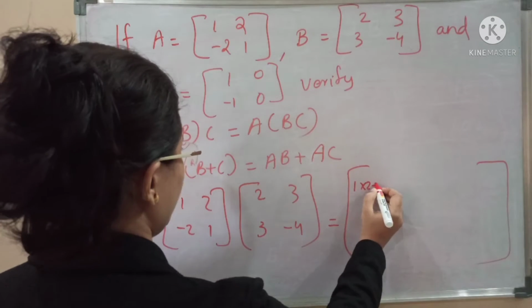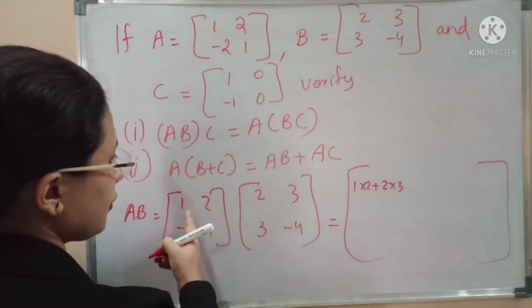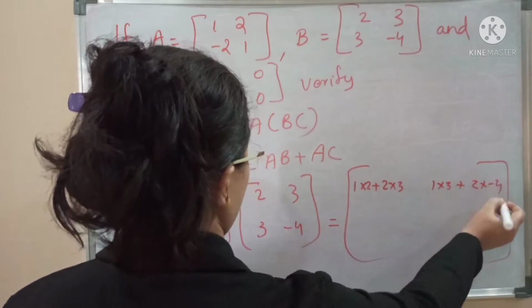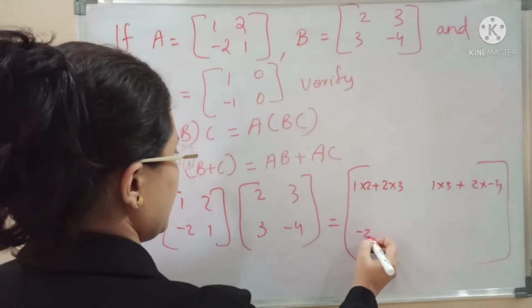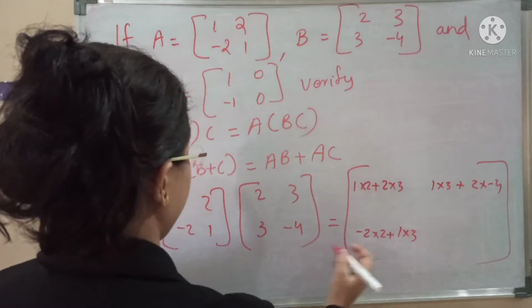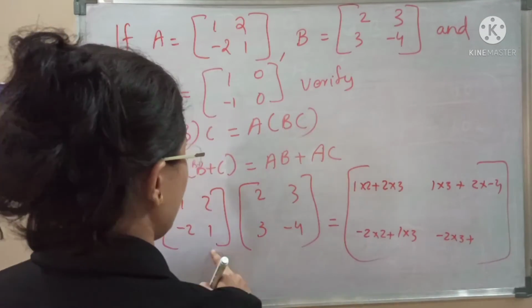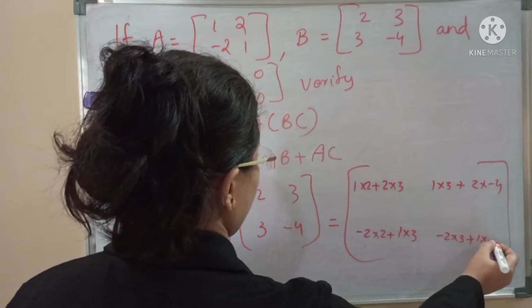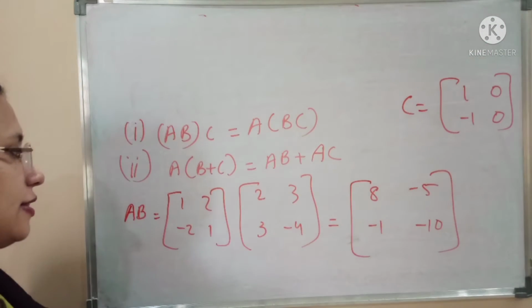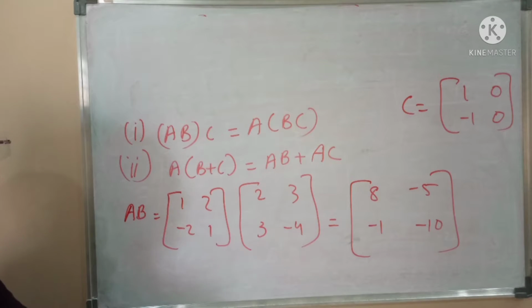1 into 2 plus 2 into 3. Again 1 into 3 plus 2 into minus 4. Then minus 2 into 2 plus 1 into 3. Minus 2 into 3 plus 1 into minus 4. Okay, so our answer is 8, minus 5, minus 1, minus 10 for AB.